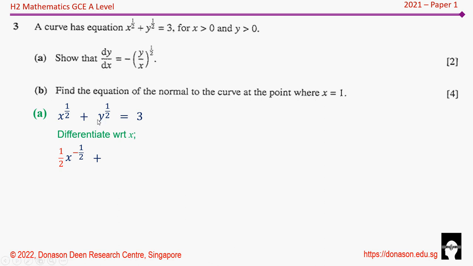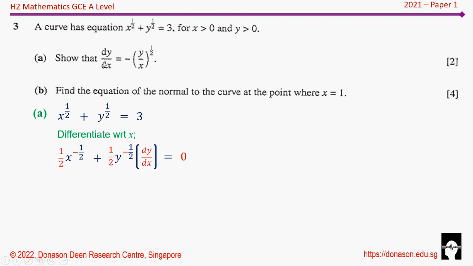Now let's go for the second term, which is y to the power of half. For this part, we're going to do it implicitly. So we're going to bring the half to the front and subtract 1 from the power, and then we will differentiate the y and write it as dy/dx. So half y to the power of minus half. And if you differentiate y with respect to x, that's going to give you another dy/dx. And of course, when you differentiate a constant, it should give you a 0. So 3 differentiated will become 0. So we have the differential equation over here.